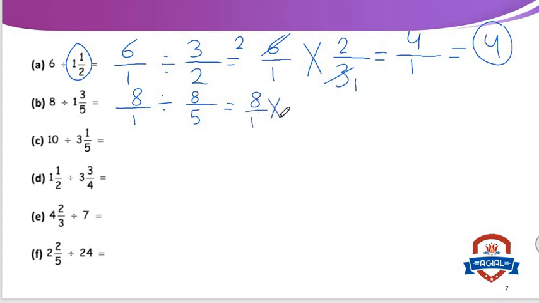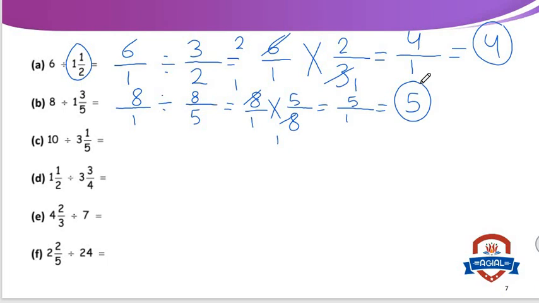Okay, leave 8 over 1. Exchange, multiply. Flip 8 over 5 become 5 over 8. And we can put it in the simplest form. 8 divided by 8 equals 1. 8 divided by 8 equals 1. Multiply 1 by 5 equals 5. And 1 by 1 equals 1. So the result will be 5 in the simplest form. So 8 divided by 1 and 3 over 5 equals 5 in the simplest form.